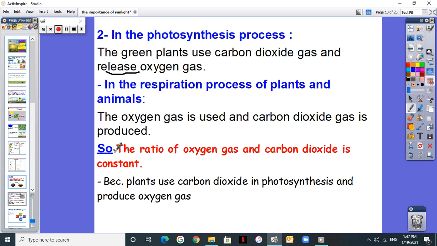So the ratio of oxygen gas and carbon dioxide is constant. Why? Because plants use carbon dioxide in photosynthesis and produce oxygen gas, so the ratio of oxygen gas and carbon dioxide is constant.